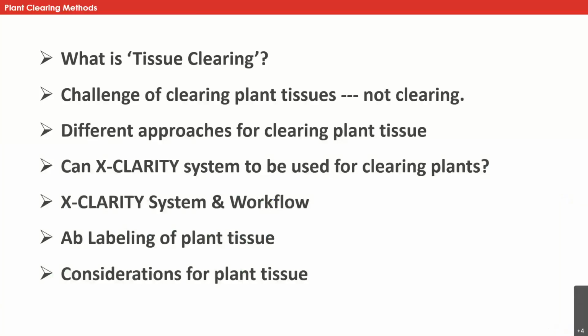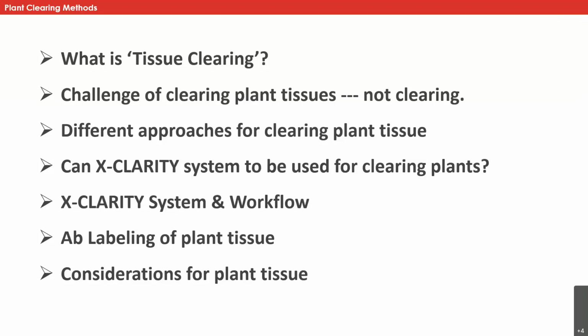So first, we'll establish a simple functional definition of what tissue clearing is and what is involved in that. And then we'll get into the challenge of clearing plant tissues. Just to give you a little heads up there, it's not necessarily the clearing. In many ways plant tissues are simpler to clear than, say, mammalian tissues. But when it comes to the labeling, if you're doing antibody labeling, that is a different story. So we will address that a little bit.